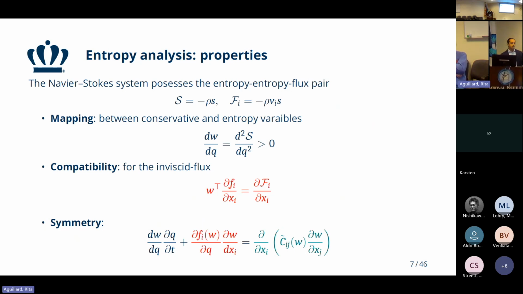First of all, the Navier-Stokes equations possess a single entropy flux pair. To do the entropy analysis, we need three properties. First, we need a mapping between the conserved and entropy variables, which should be positive definite. Then we need the compatibility condition for the inviscid flux, so that we get a mapping from the inviscid flux to the entropy flux. And then we need a symmetry property, that if we change the variables to the entropy variables, then we get a symmetric equation.